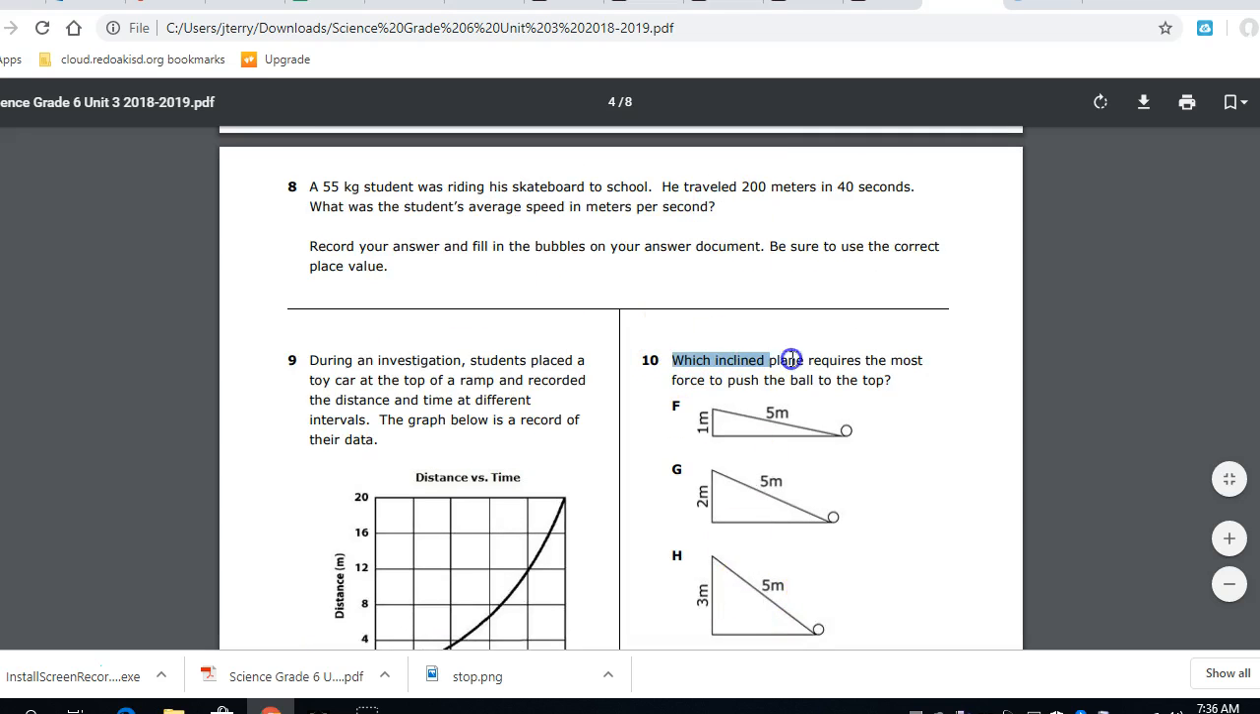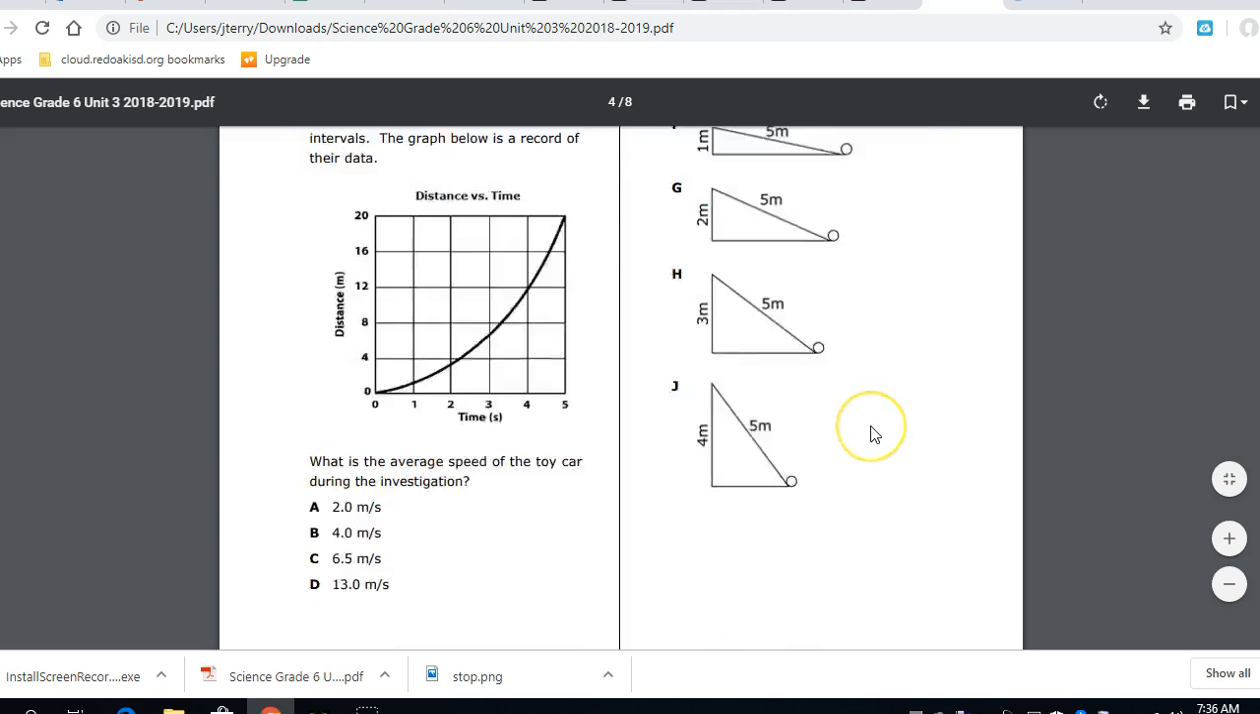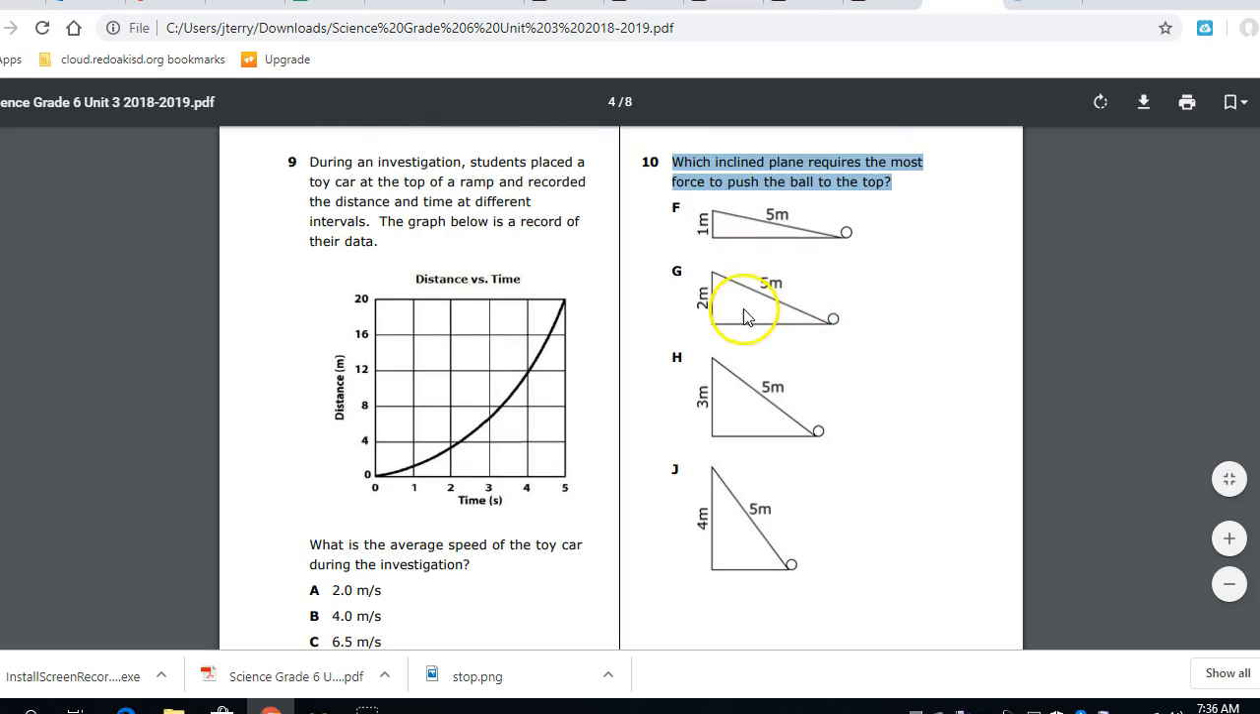Number 10, which inclined plane requires the most force to push the ball up to the top? Which one of these inclined planes or ramps is going to take the most force to push the ball up?